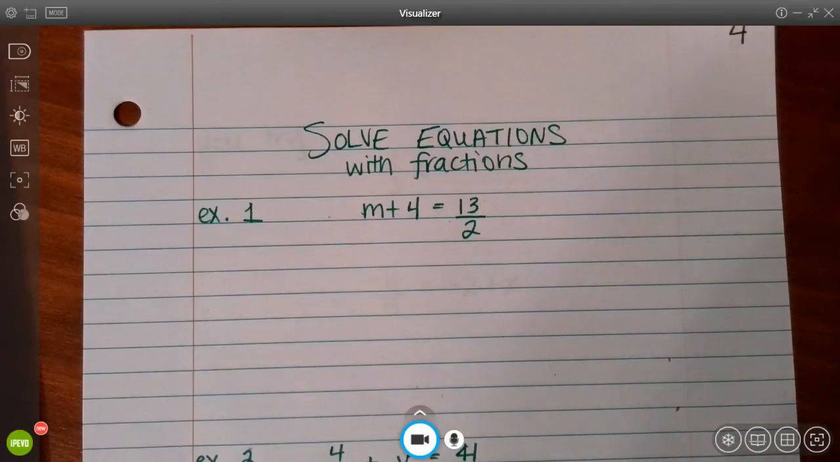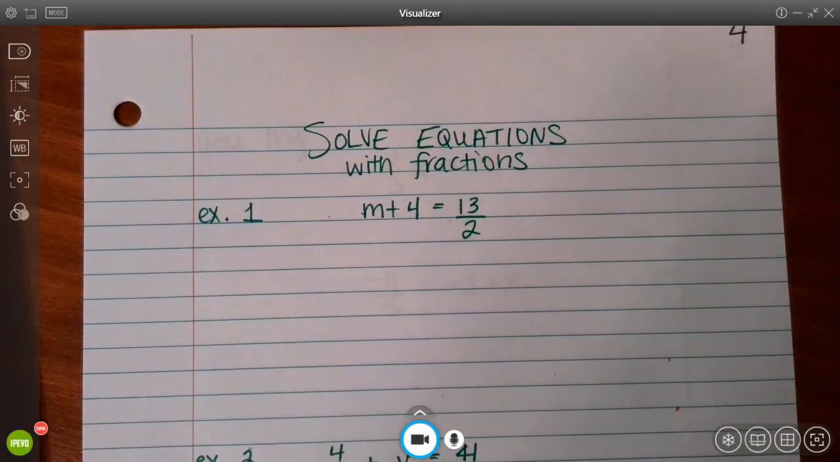In our previous videos, we've talked about adding fractions, and we've talked about multiplying fractions. So in this video, we want to start looking at how we're going to solve equations that involve fractions, either as coefficients or just in general as part of that equation. So if you look at example 1, we have m plus 4 equals 13 halves.